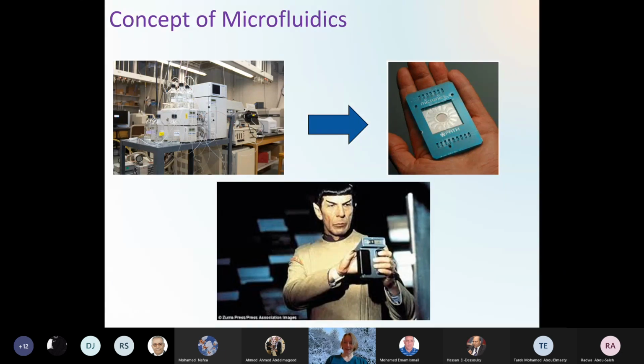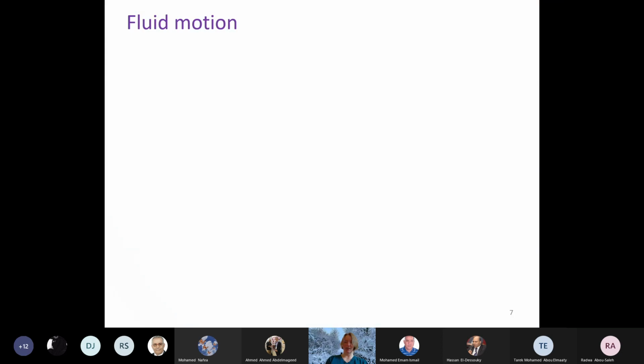So the idea is, if any of you are familiar with Star Trek, Spock goes out to the new planets with something that he holds in his hand, and he analyzes the environment and he gets a readout there and then. So whoever made Star Trek all those years ago was already thinking along the lines of microfluidics.